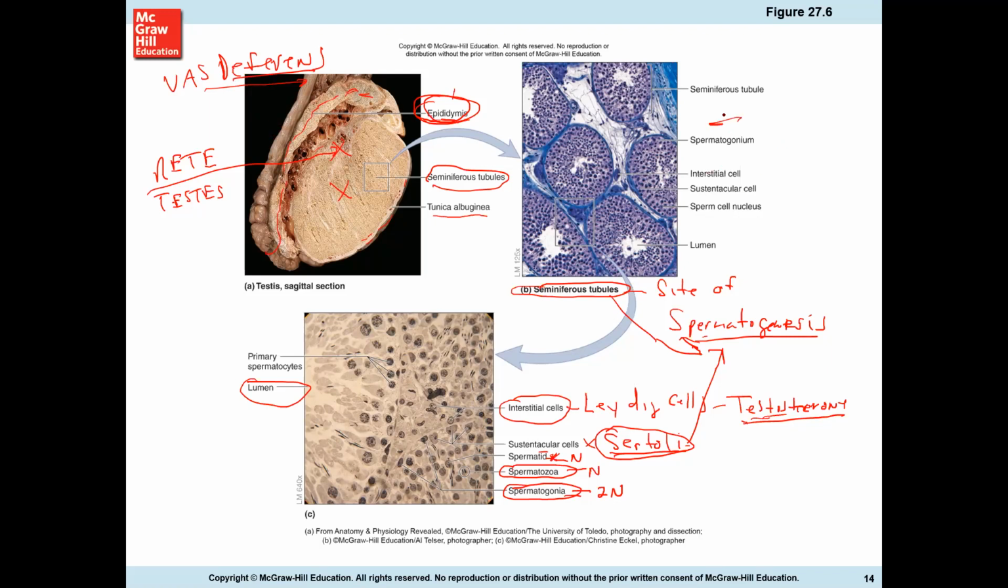This is a little higher, lower magnification of the tubules. And you can see the Sertoli cells. Interstitial cells are between. That's why they're called interstitial cells. And the lumen, which is over here, in this high magnification.